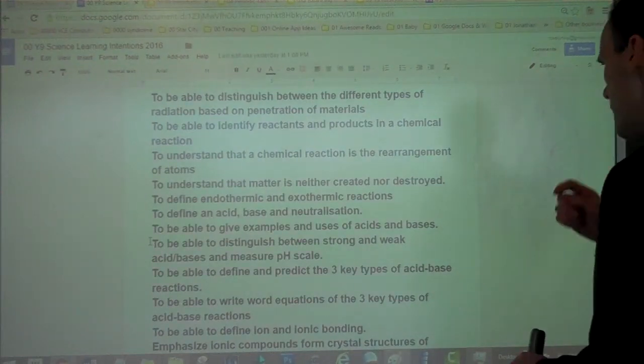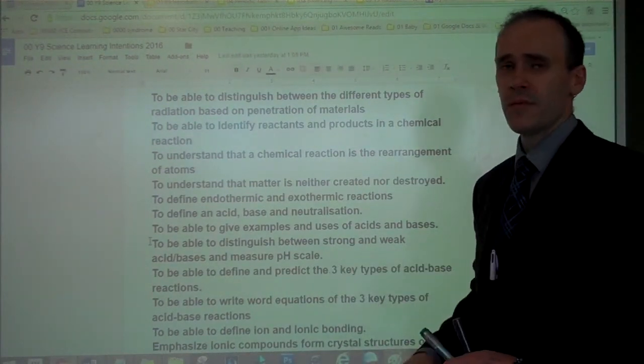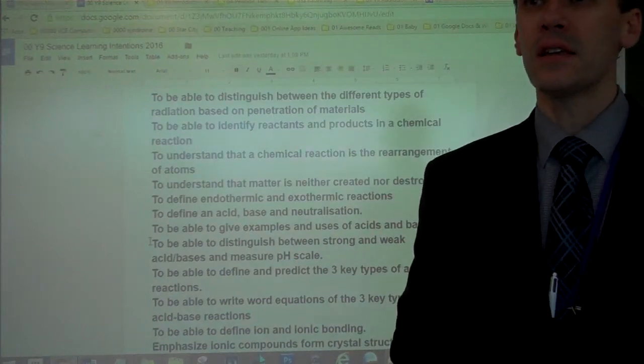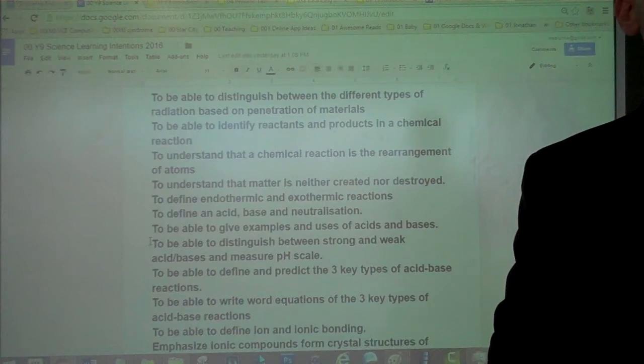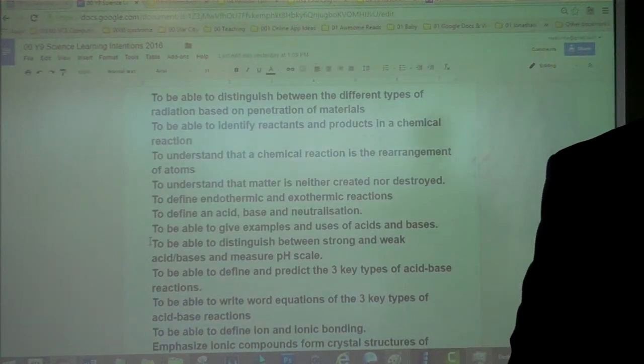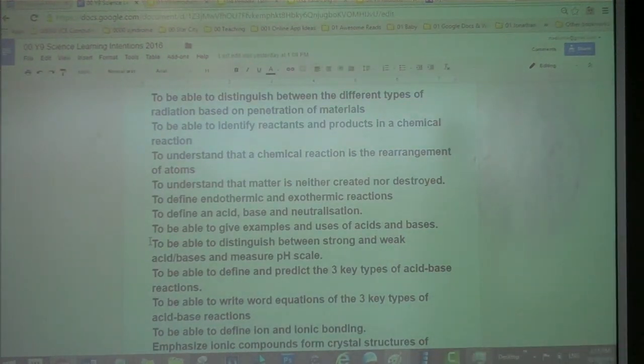Okay. Now, the pH scale. What does 7 on the pH scale indicate? Yep, neutrality. If it's 7, it is a neutral substance, like pure water.